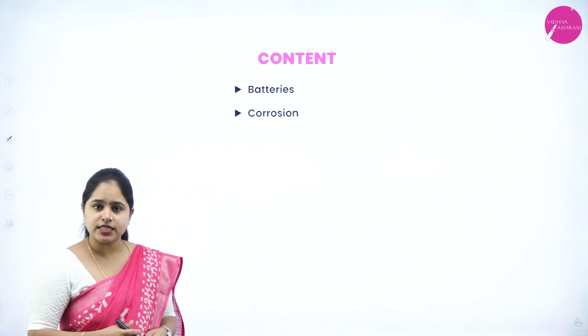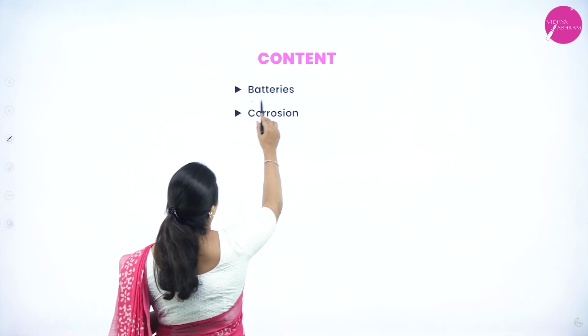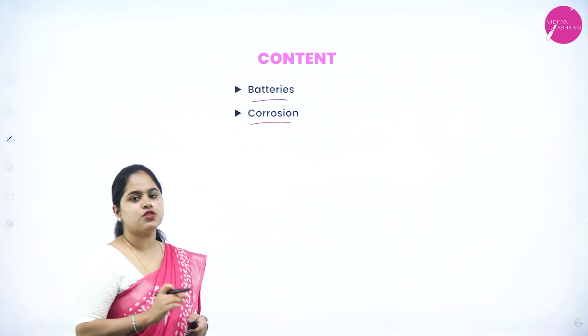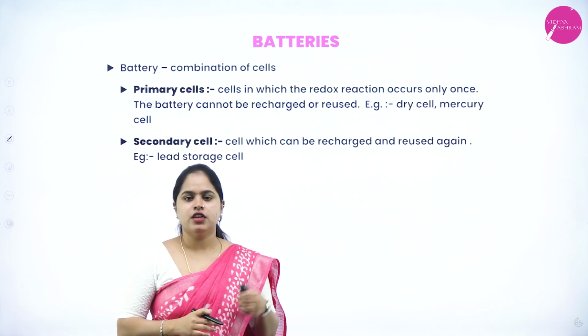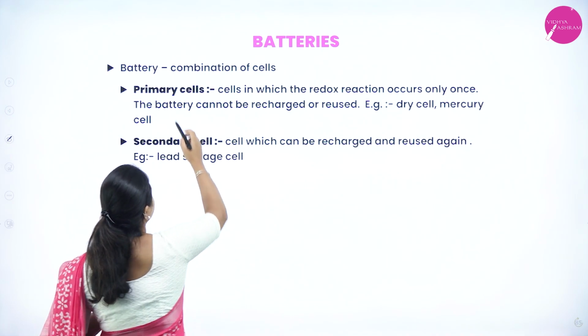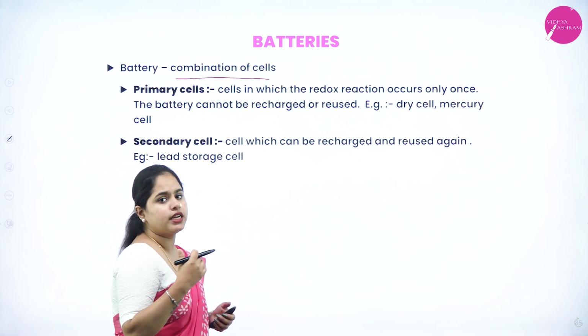So in today's session, we are going to study batteries as well as corrosion. By this, we will come to an end of this chapter. So let's begin with batteries first. What are batteries? In simple words, we can say it is a combination of cells.